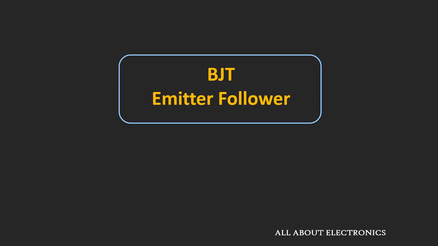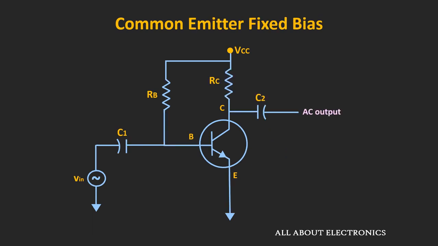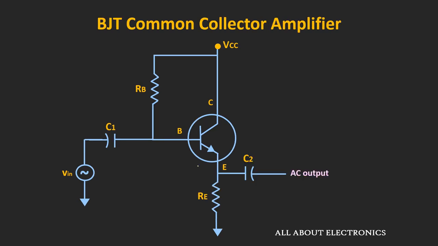In this video, we will learn about the common collector amplifier, which is also known as the emitter follower. This is the basic circuit of the common collector amplifier. If you look at this circuit, it is very similar to the common emitter fixed bias circuit. But in the common collector amplifier, the resistor is connected at the emitter terminal and the output is also measured at the emitter terminal.